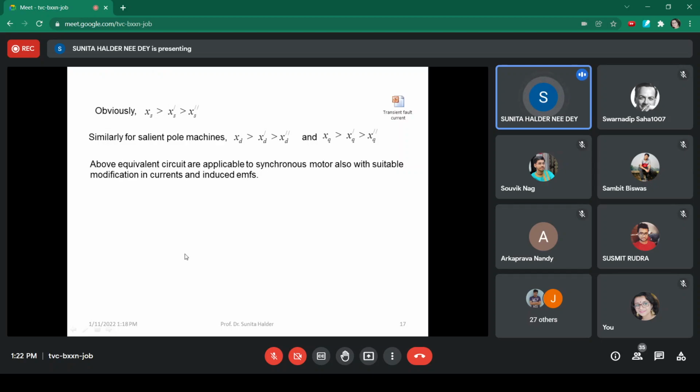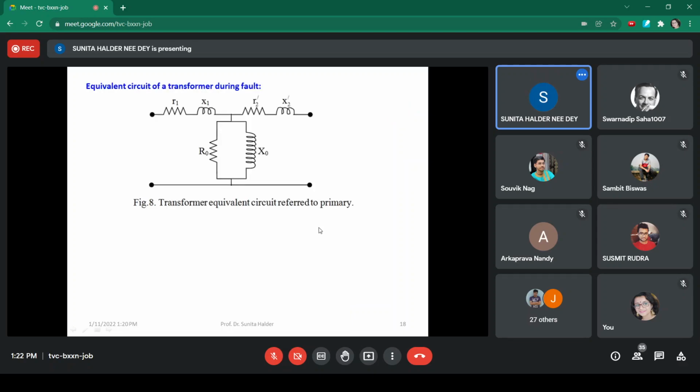Now this representation of the alternator is equally applicable to synchronous motors, because they are the same machines, only the direction of currents is opposite. So the same representation will be valid for synchronous motors. Now what will be the representation of transformers? The representation of transformers and induction motors will be the same. For transformers, this is the equivalent circuit referred to primary, and in a per unit system, referring to primary or secondary will be the same.